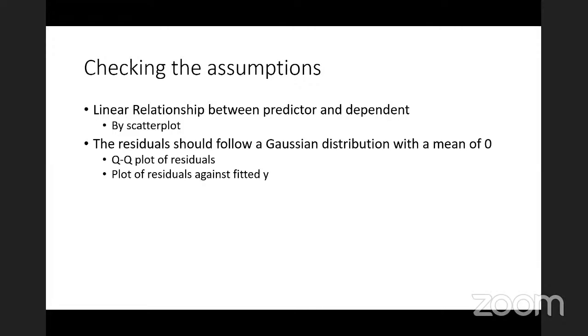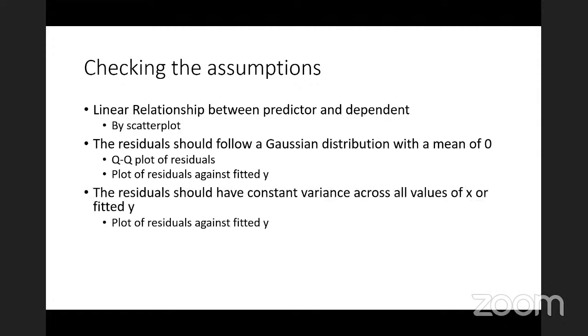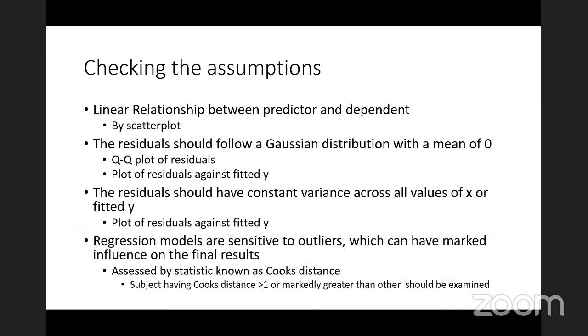One, a quantile plot of the residuals, also known as a normal plot of residuals, as well as a plot of residuals against the fitted y. We will show the examples just after this. The residuals should have a constant variance across all values of fitted y. This is again done by a plot of residuals against the fitted y. And we should always realize one thing.